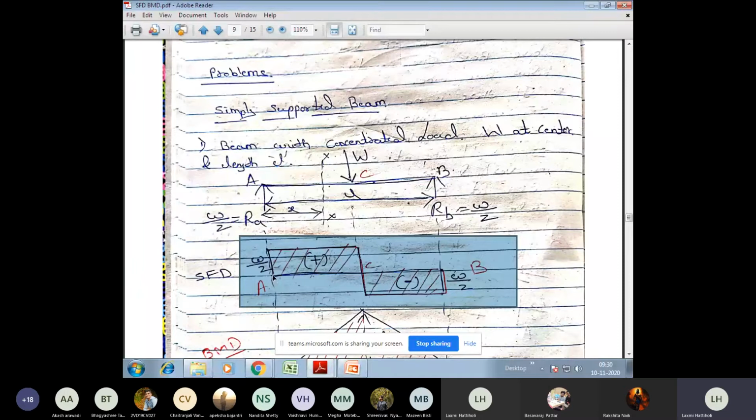W by 2. So I have marked the point W by 2 here. Let's not join immediately. Let's keep the point as it is. So this is my point W by 2. Next, what was the shear force at C? It is minus W by 2. So this was my minus W by 2. Next, what was the shear force at B? Once again, you have got minus W by 2. So I have marked all the points now.